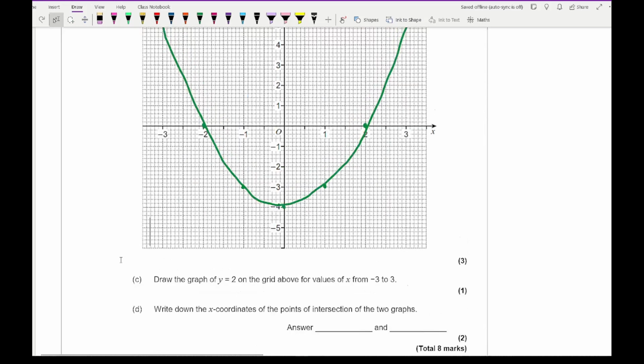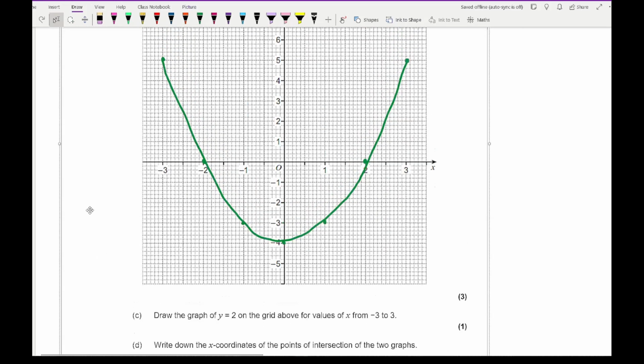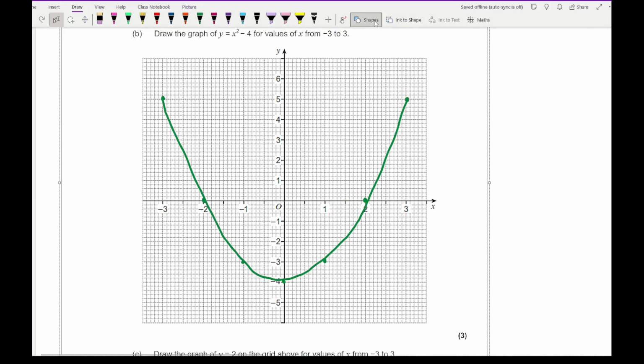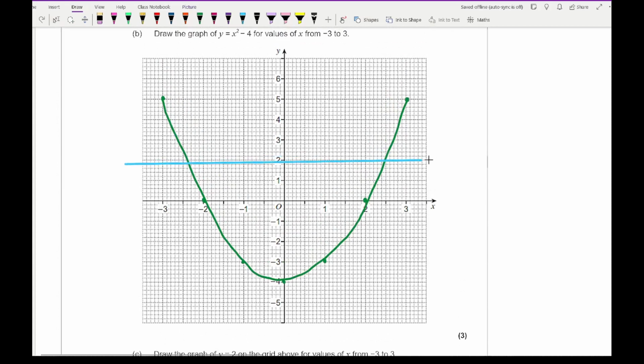And then the next part says draw the graph of y equals 2 on the grid for the values between minus 3 and 3. Now with this, what we need to do is make sure that when we draw our line, it goes from either side of the graph. It needs to cover minus 3 and positive 3. So we're drawing y equals 2, so at this point here, and let me just straighten that up like so. And again, we just need to make sure that it does cross this point here and this point here, because we would lose a mark if it didn't.